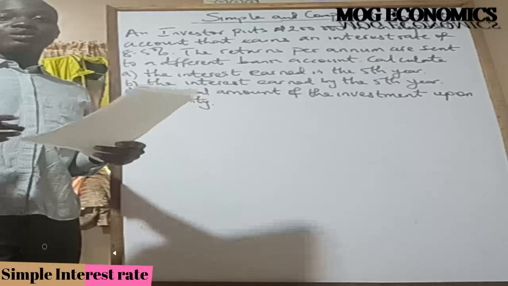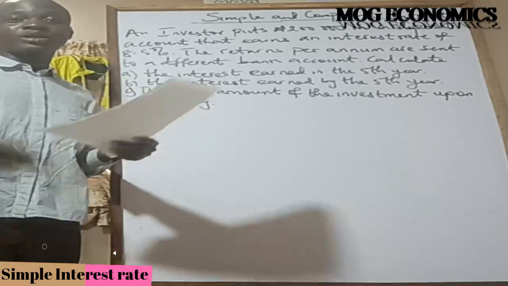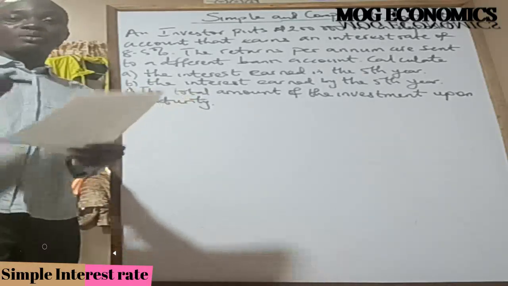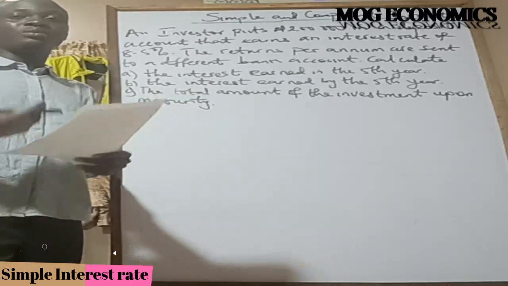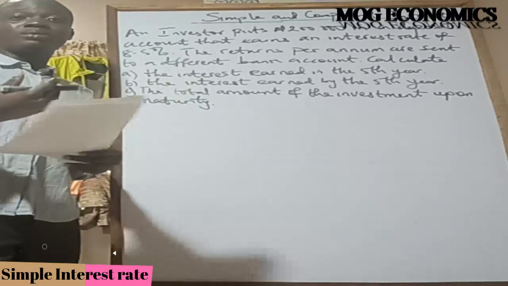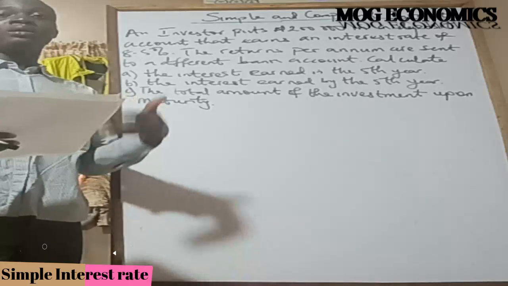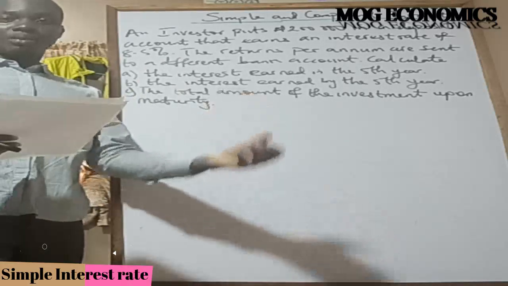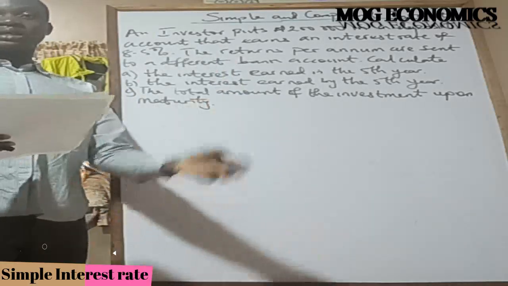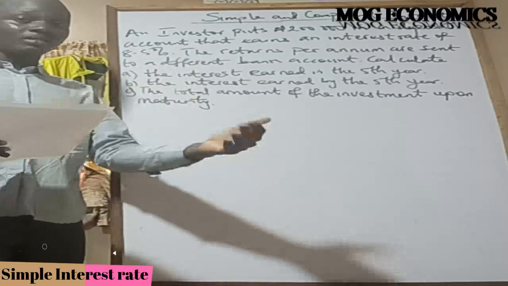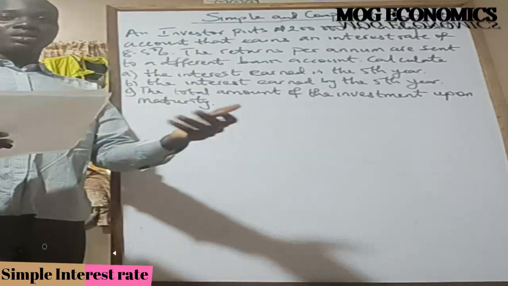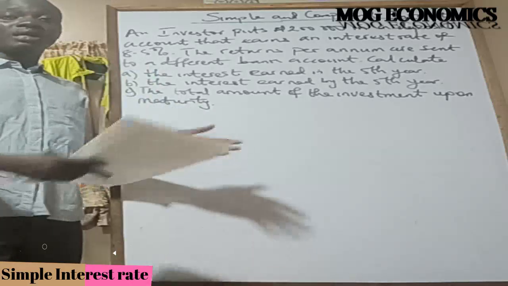It's more or less like you are enjoying your interest and allowing your capital to be constant. So for simple interest, your principal or initial capital is constant and continues to earn a specific amount of interest, provided that the interest rate does not change. So now let's use this example to demonstrate what I mean.